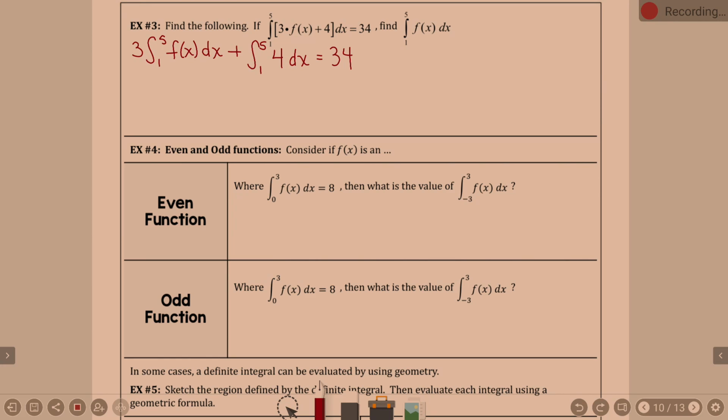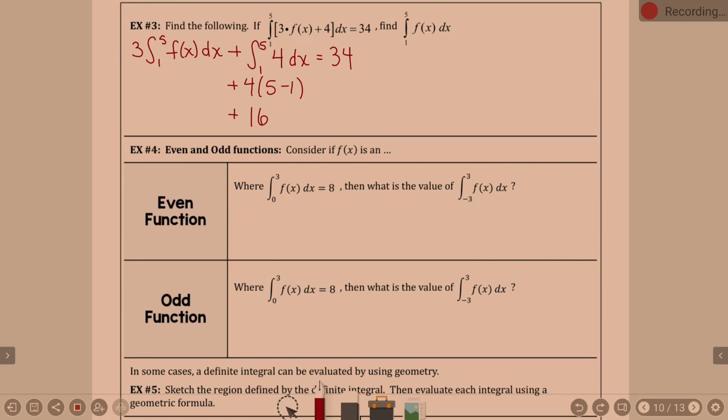What can we do now? Take that second integral, the integral from 1 to 5 of 4 dx. Can we evaluate that? Because it's a constant, it's k times b minus a, and b minus a is 5 minus 1. So 4 times 5 minus 1 is 16.